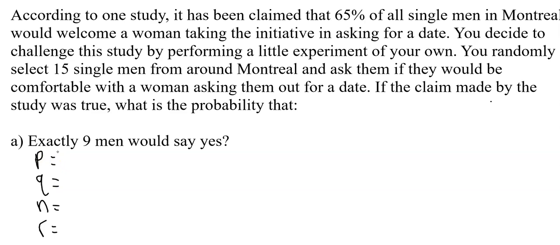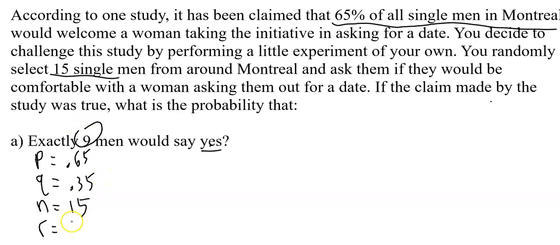So I want to get 9 people to say yes. So success in this case is saying yes. What's the probability of saying yes? It says 65% of all single men would say yes. All right, they're all for a woman asking them out. So P is 0.65. Q is failure, so that's got to add up to 100%, so that would be 35% or 0.35. And how many people were asked? There were 15 trials. And I want to get exactly 9, so R is 9.